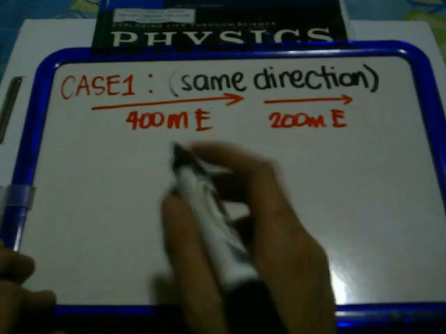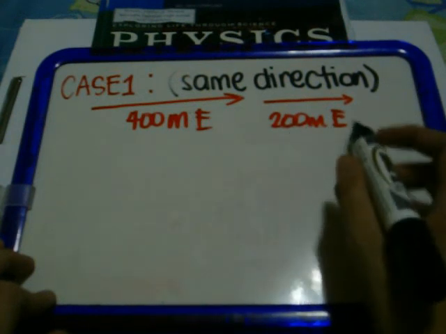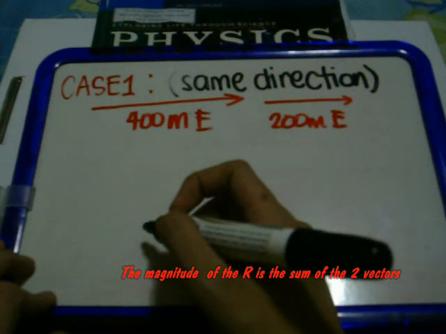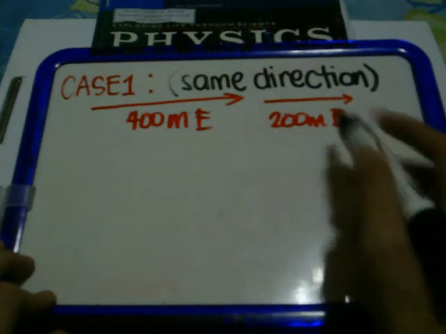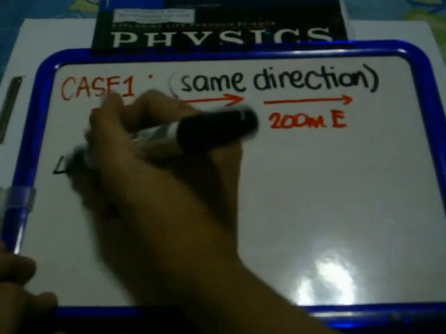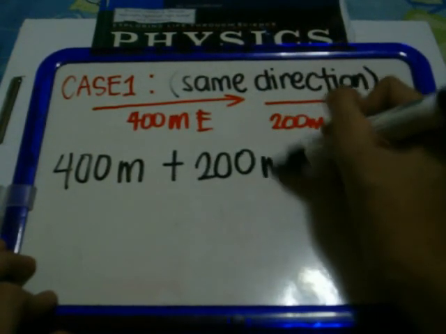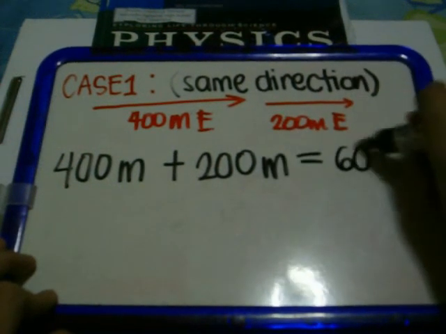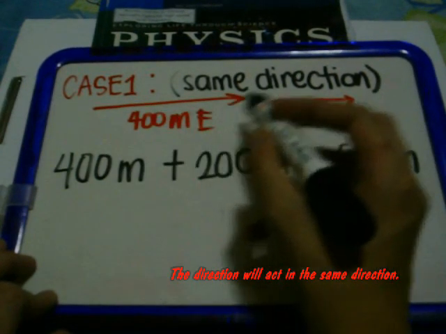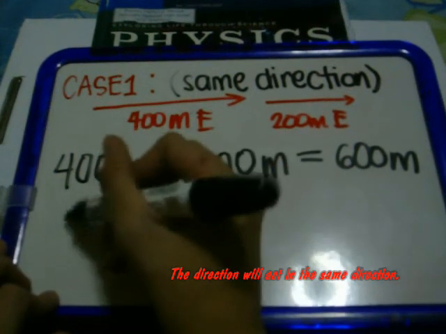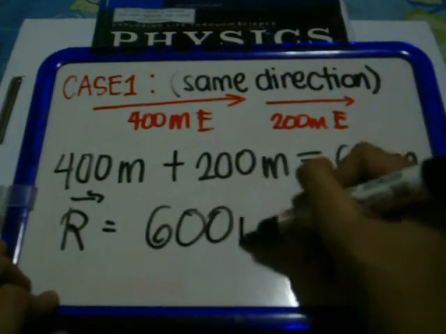If we are given 400 meters east and 200 meters east, the magnitude of the resultant vector will be equal to the sum of the two vectors. Thus, 400 meters plus 200 meters is equal to 600 meters. The direction will act in the same direction as they do. So, the resultant vector is equal to 600 meters east.